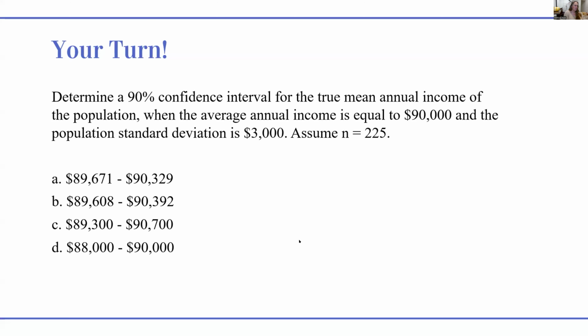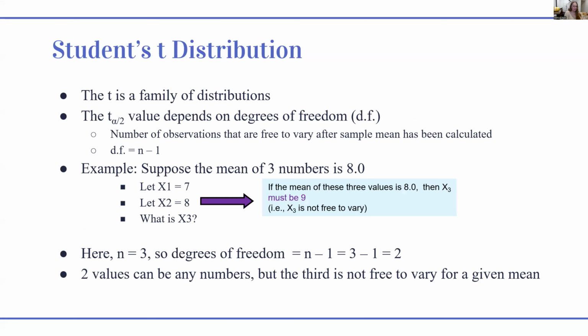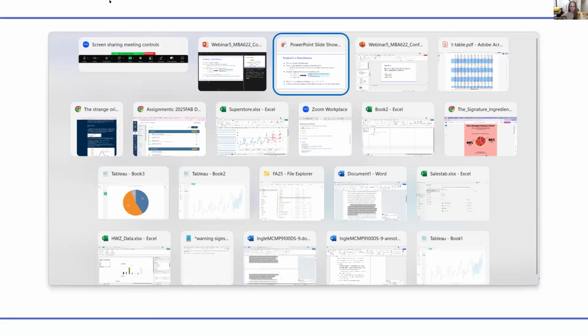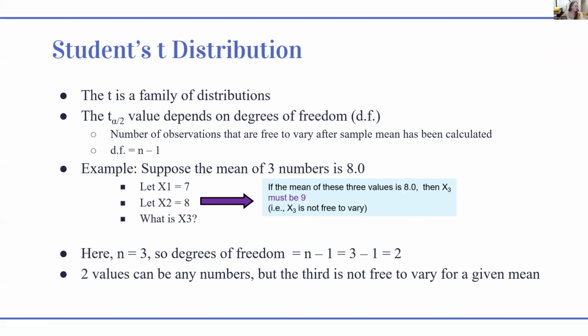So the student's t distribution. So t is a family of distributions. For the most part, if you don't know the population standard deviation, this t of alpha divided by 2 is going to depend upon the degrees of freedom. You remember that t table? As you got more and more degrees of freedom, the t table started to look closer and closer to the z-score. So the t-score is closer and closer to the z-score.